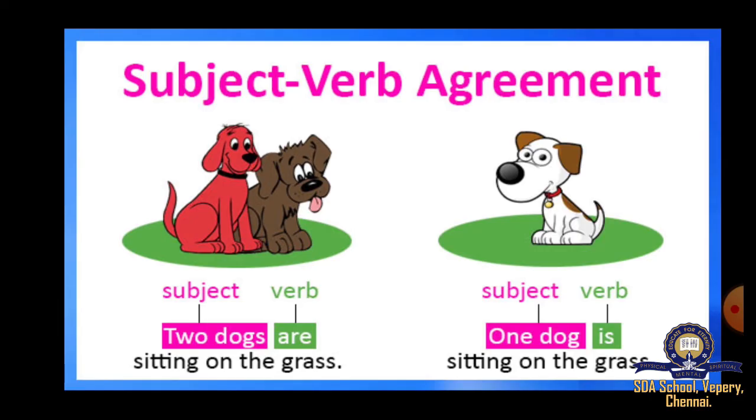So let's move on. Here, when it's the state of being verb, when it's in plural, two dogs are sitting on the grass. So you see here, we have are, that is the plural form. But when it is a single dog, we say one dog is sitting on the grass. It is a singular form. So what is the first rule? When the subject is singular, the verb is also singular. When the subject is plural, the verb is also in the plural form.